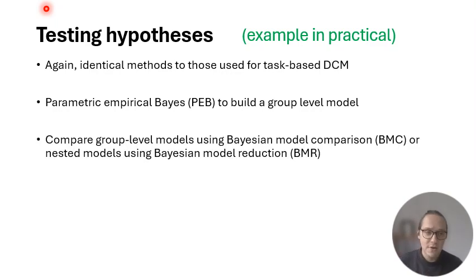We can then compare between different models that we've built using Bayesian model comparison, or nested models using Bayesian model reduction. By this, I mean we can compare lots of different models that have different connections between regions switched on or switched off. And then we can use that to try and explain what the most important connections are to explain the differences that we're seeing between groups.